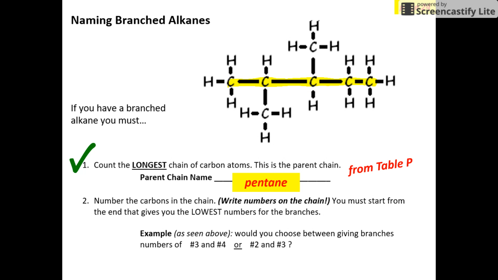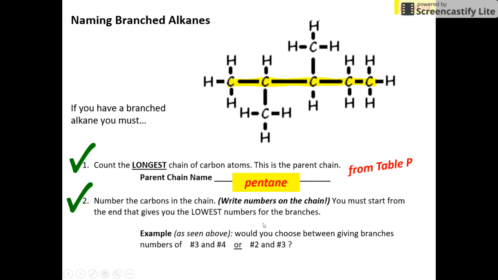Now we have to do something to make things a little organized. We have to number the carbons in the chain. We actually are going to write numbers on the chain. Now the rule here says you must start from the end that gives you the lowest numbers for the branches. In this example above, the question asks, would you choose to give the branches numbers of 3 and 4 or 2 and 3?